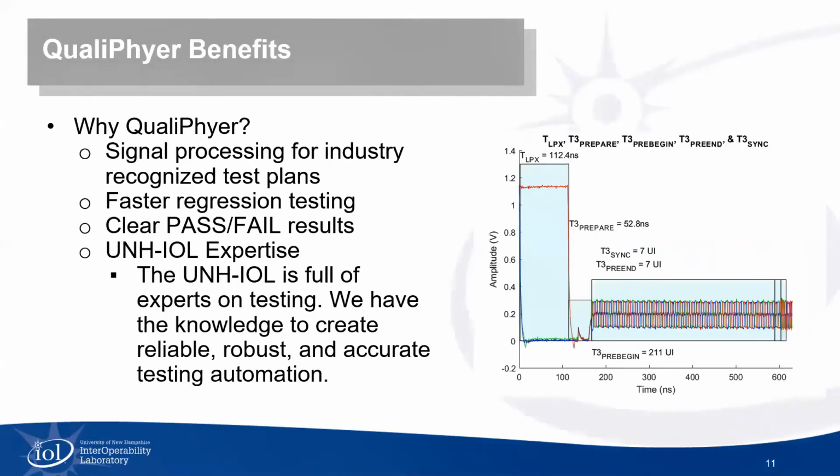A couple of benefits of using QualiPhyer. QualiPhyer allows for the signal processing for industry recognized test plans. It allows for faster regression testing. It provides a clear visual output of your pass-fail results. And it's built using the IOL expertise. We've been involved in testing for the past 30 years, and so we have that knowledge to create reliable, robust, and accurate testing automation.